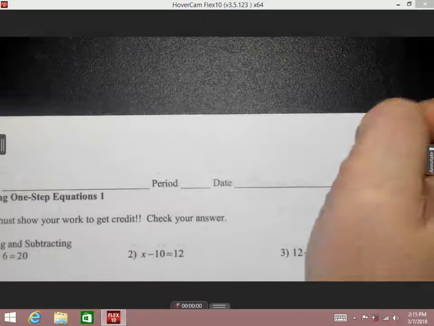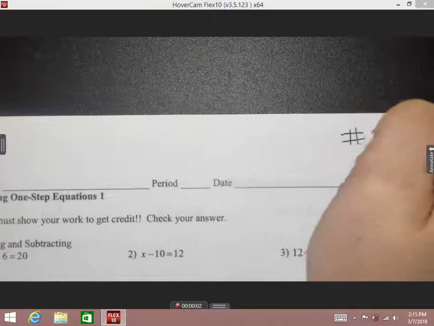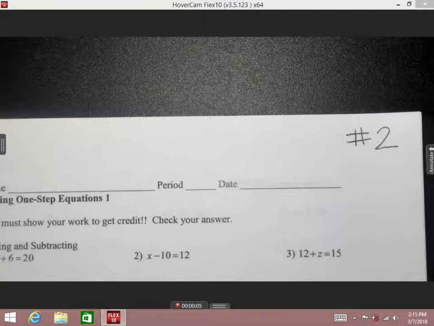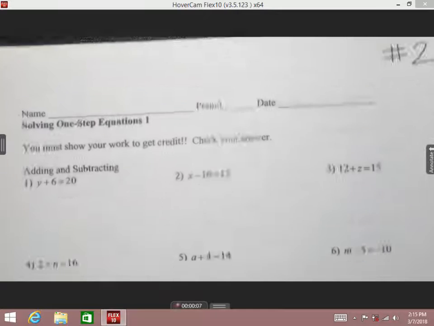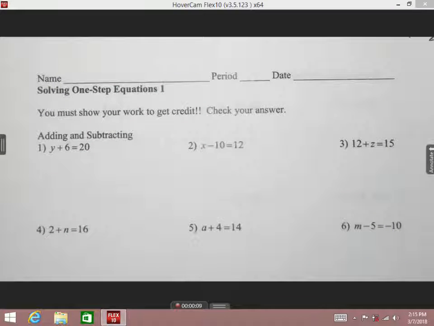All right, this is going to be number 2 in our notes. So if you haven't put number 2 yet, please go ahead and put that. I want to go ahead and talk to you real quick because I know you've got the worksheet in front of you and some of you are tempted to work ahead.